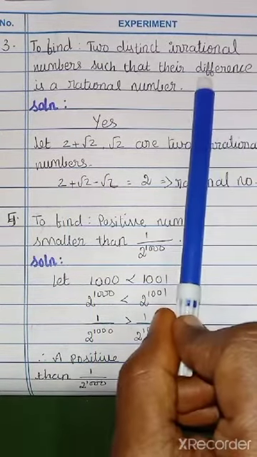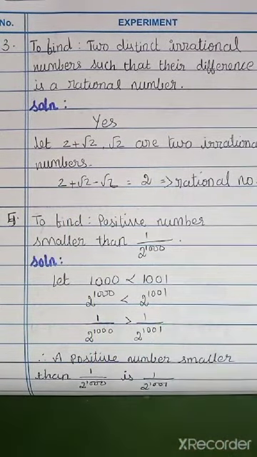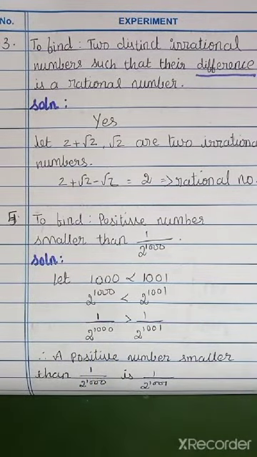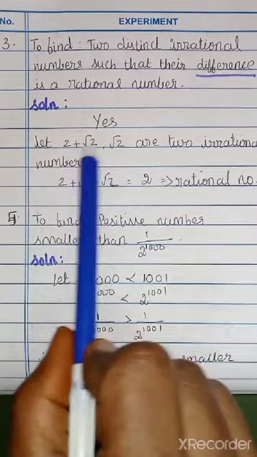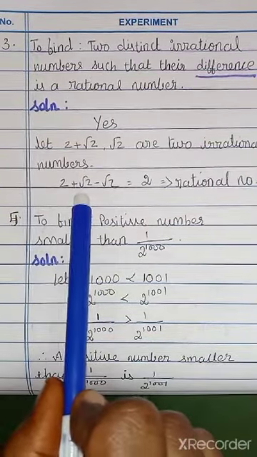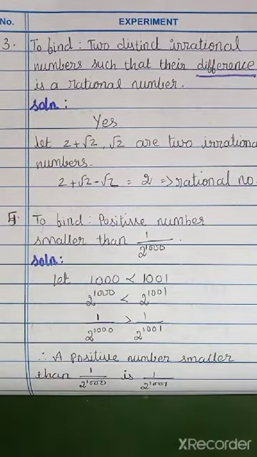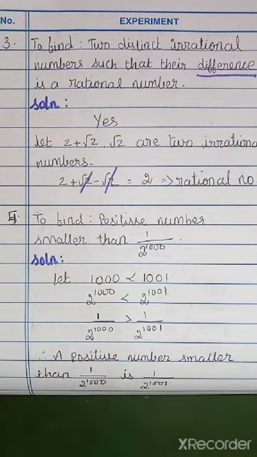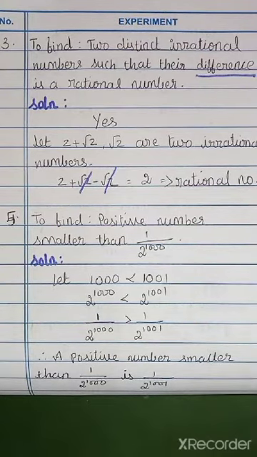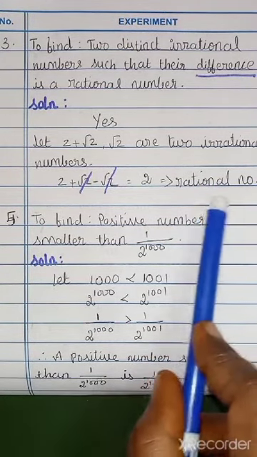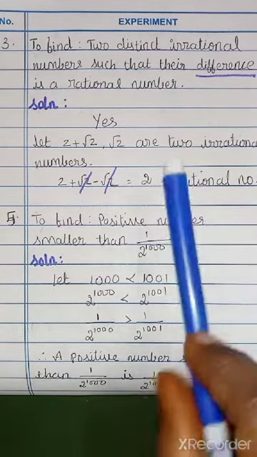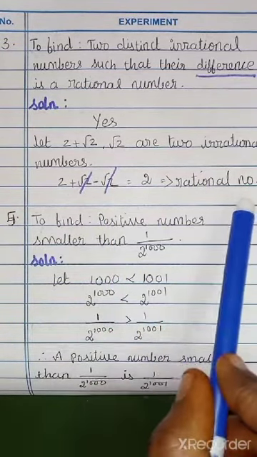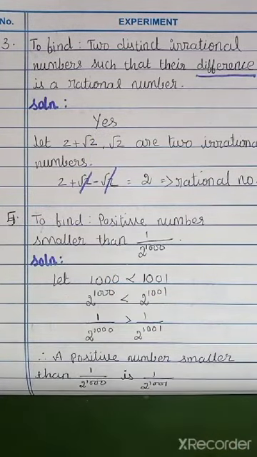Now what we have to do: difference means subtraction. So if I subtract these two numbers, 2 plus root 2 minus root 2, the root 2 and minus root 2 get cancelled. What will be remaining? 2. That 2 is a rational number. So if we take two irrational numbers, their difference can be a rational number. So the answer is yes, right?